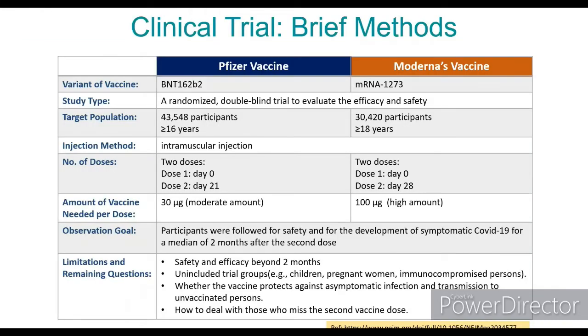Hello, I'm Tanzila. Now let's move on to clinical trials. If we compare the randomized double-blind clinical trial methods of these two successful mRNA vaccines, we can see that there are around 30K or 40K participants.